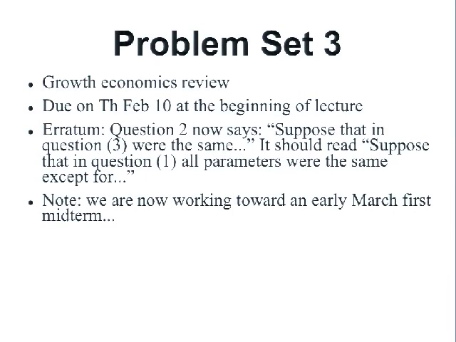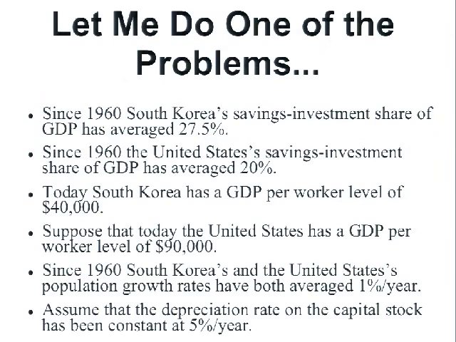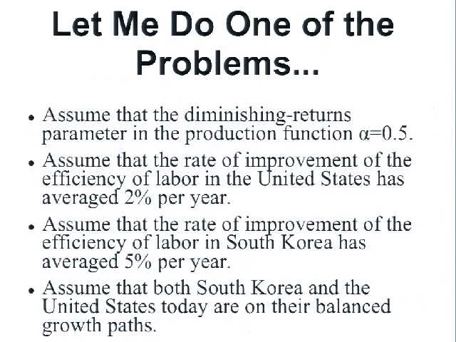So let me do one of the problems in problem set 3, only I've changed a couple of the numbers a little bit. So you can't simply take what I'm going to do and copy it down number for number. You've got to figure out what's changed. And the problem asks you to compare growth in South Korea and in the United States and to project them forward into the future using our growth model and using what have become our standard assumptions for growth in an advanced industrial country. That the capital share diminishing returns parameter, alpha, is 0.5 in our model, that the rate of improvement in the efficiency of labor in the United States is 2% per year. Note that the rate of improvement of the efficiency of labor in South Korea has averaged 5% per year since the economic reforms at the start of the 1960s under dictator Park Chung-hee, and assume that both South Korea and the United States today are on their balanced growth paths and are going to stay on them.